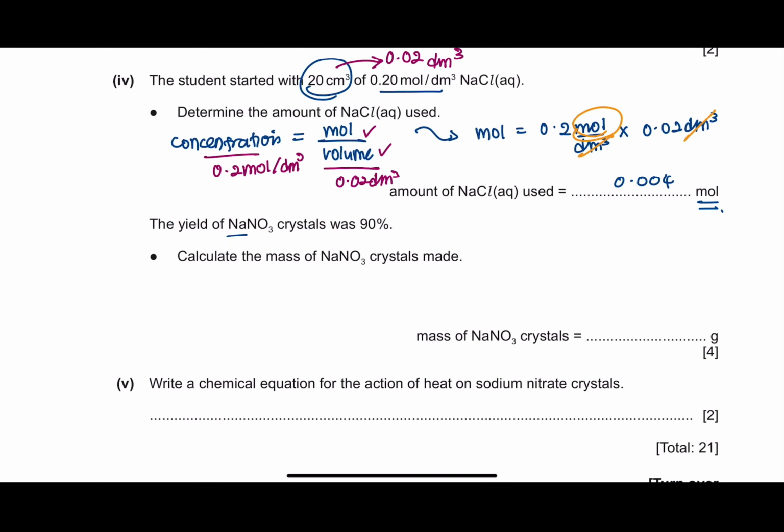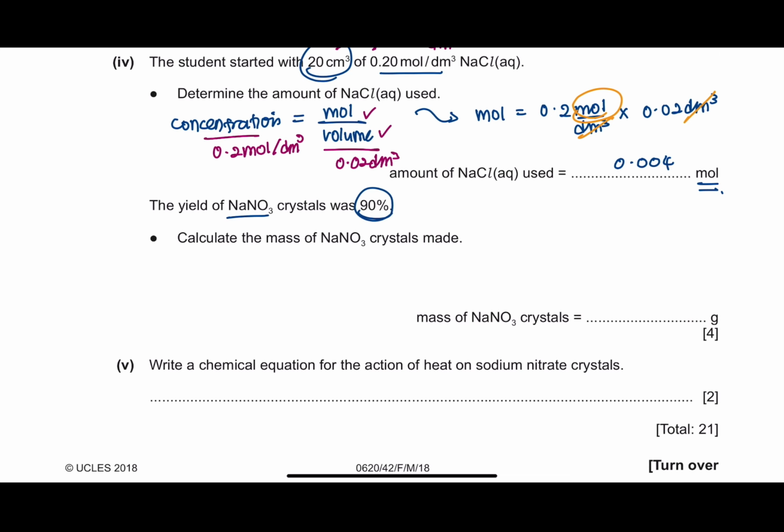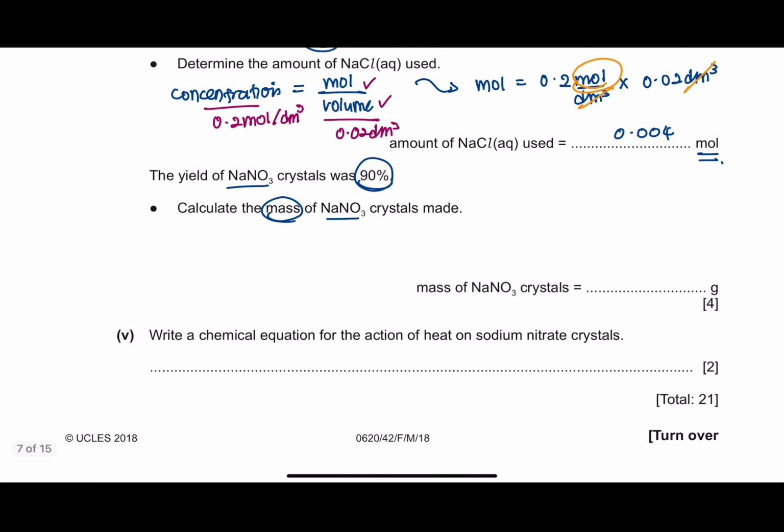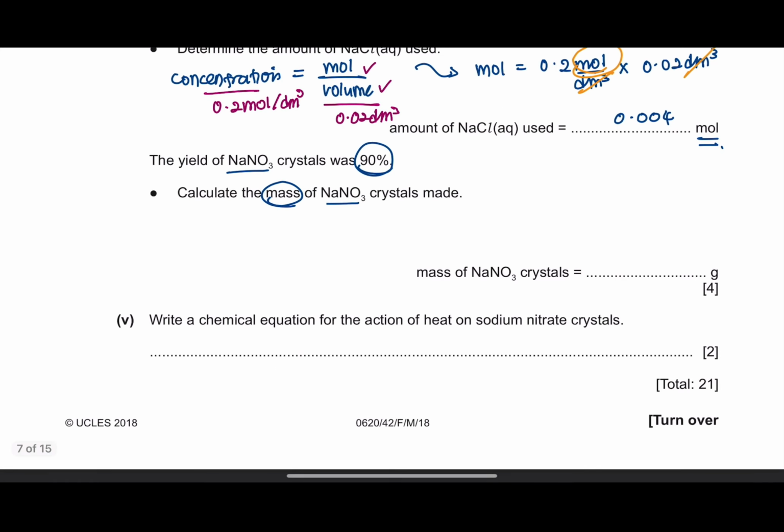It says that the yield of sodium nitrate crystals was 90%. Calculate the mass of sodium nitrate crystals made. Now first of all, let's calculate the relative formula mass of sodium nitrate. After adding up the relative atomic masses from the periodic table, you will be able to get 85.